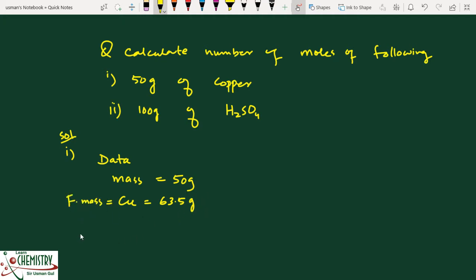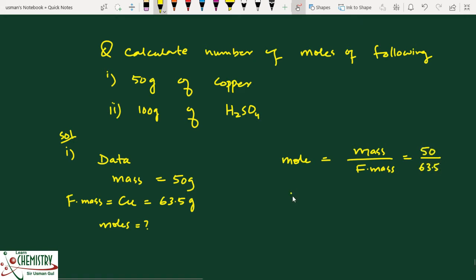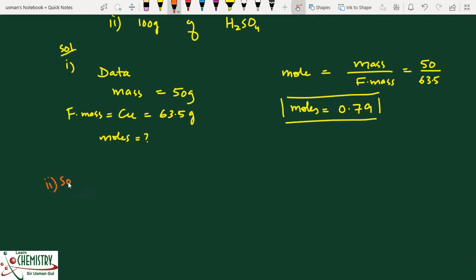Now I am going to write what is required, the moles, and the formula of the mole. The formula of the mole is very simple, that is mass divided by formula mass. Mass is given, that is 50 upon 63.5, so the moles I will get is 0.79 moles.